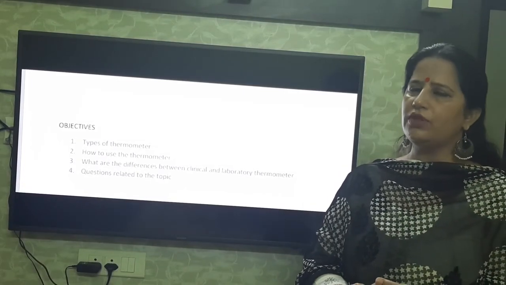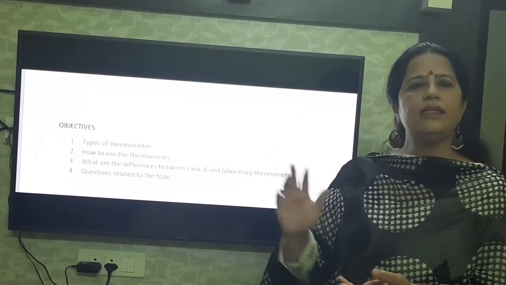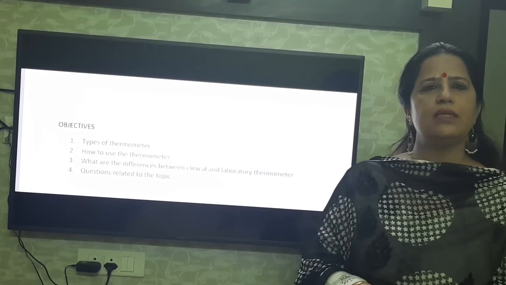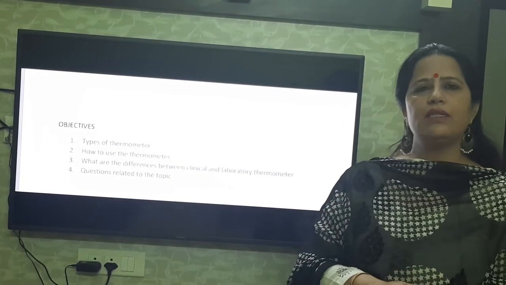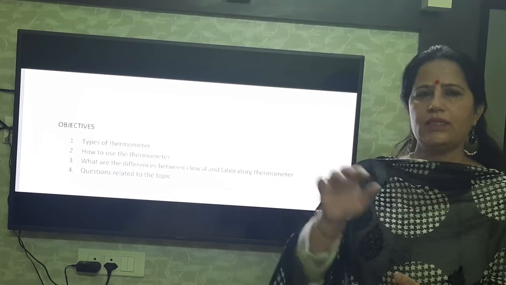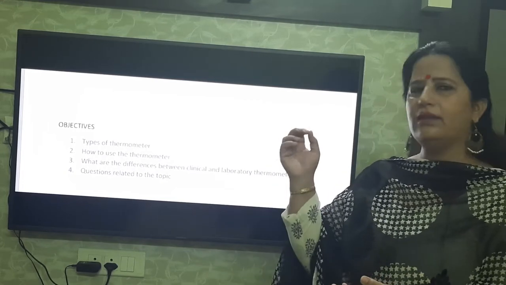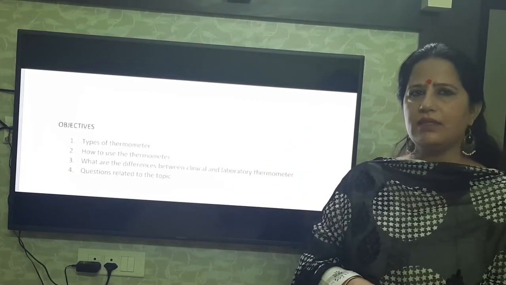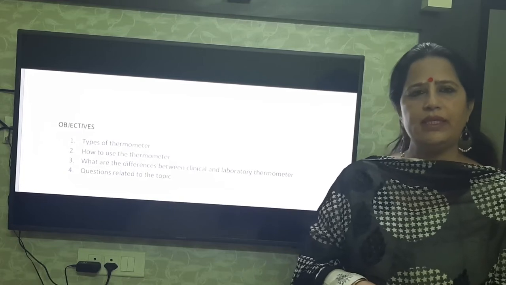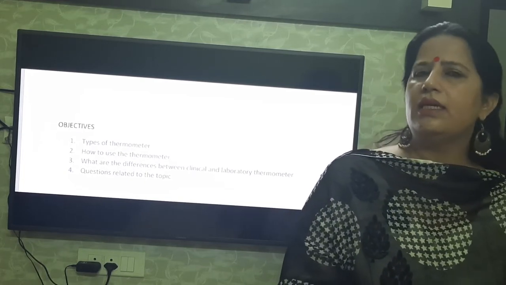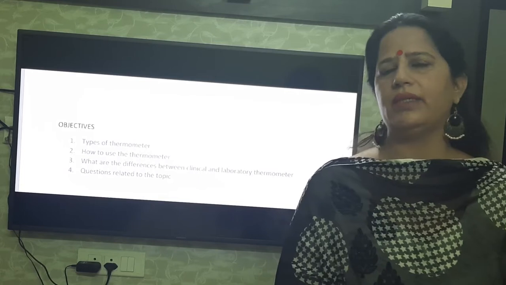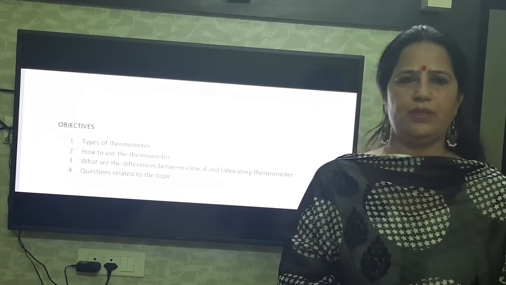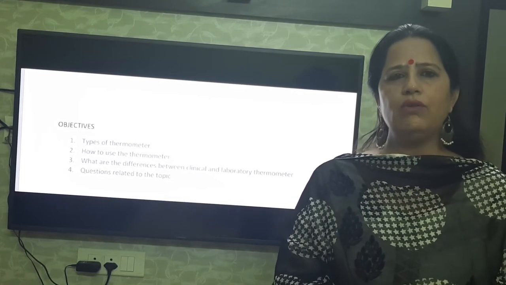Fourth difference, the clinical thermometer, especially the glass thermometer, has a kink which prevents the fall of mercury, and a laboratory thermometer doesn't have it. So a laboratory thermometer is not used for clinical purposes. Similarly, a clinical thermometer can't be used for laboratory purposes. I hope it will be clear to all of you.